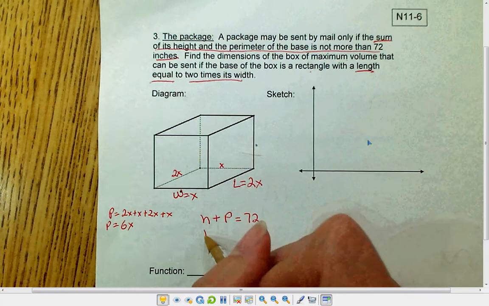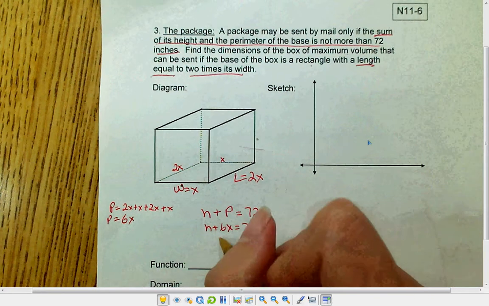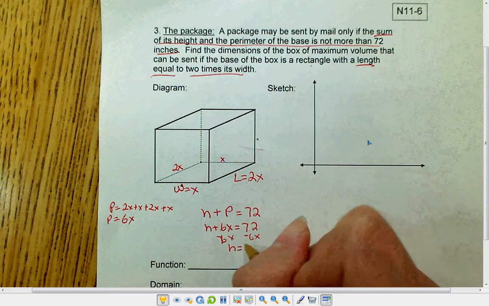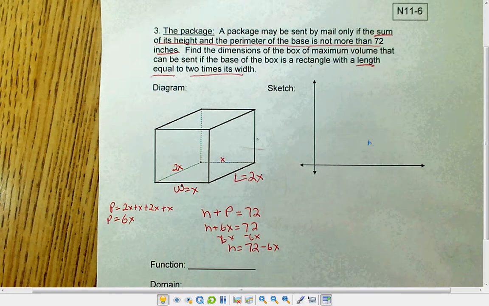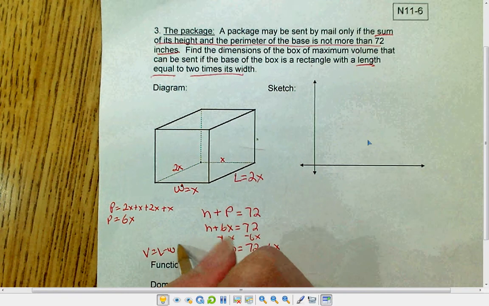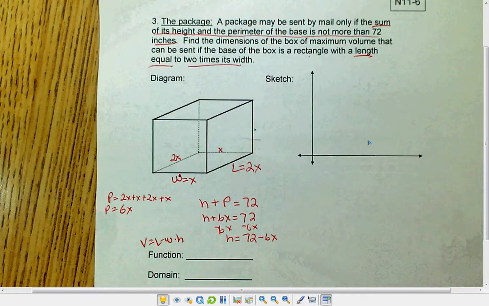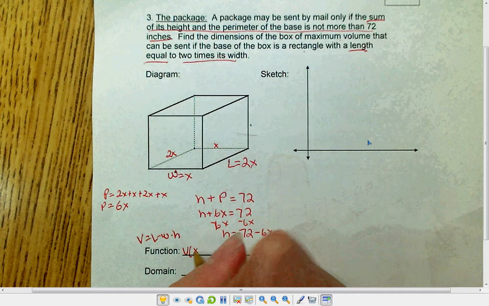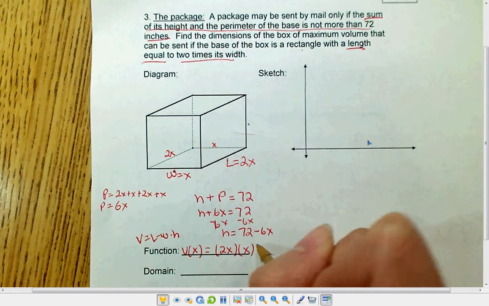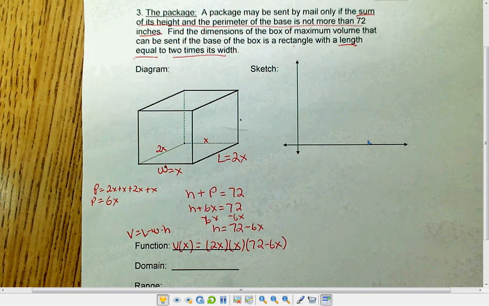So I'm going to plug that into this equation. I'm trying to find an equation for my height. So in this case, I'm going to just subtract 6x from both sides. And now I can write my height as 72 minus 6x. So again, since we're finding volume, which is length times width times height, now I have an expression for length, width, and height. So I can put all three of these together for my equation. So V of x equals, length is 2x, width is x, my height is 72 minus 6x. Here's my equation.